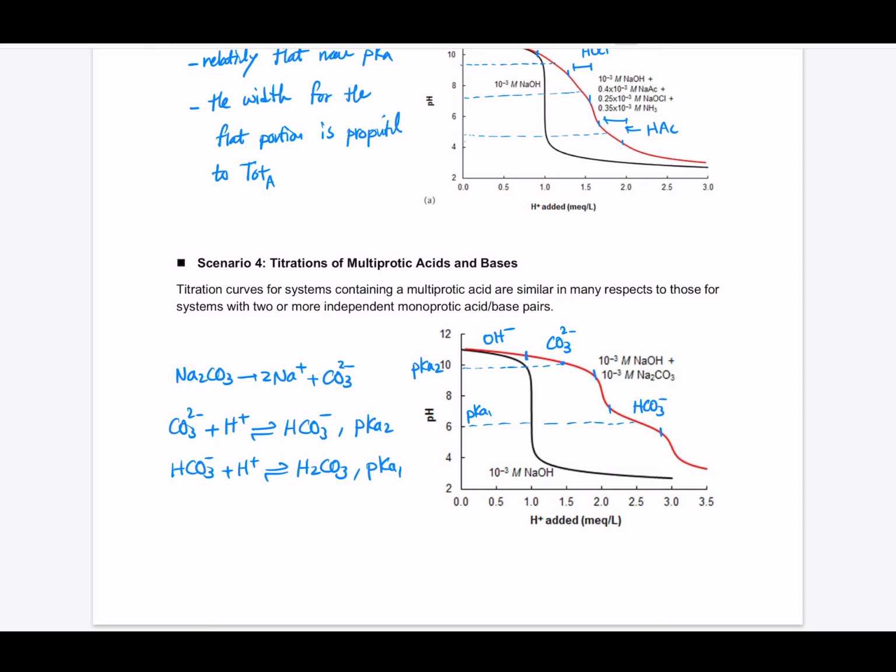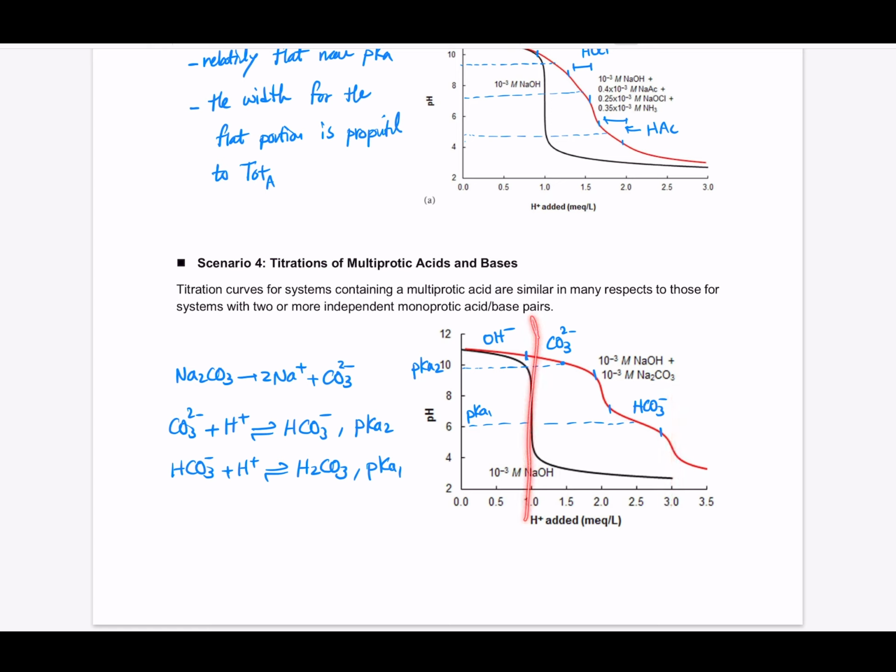So it seems you have, so scenario 4 could be similar to scenario 3. It seems you have two different weak acids, but it's basically coming from the same species. And when you look at it, look at the concentration. This is 1 millimolar for sodium hydroxide, which makes sense, 1 millimolar. But now you have only 1 millimolar of sodium carbonate. But then when you look at it, you need overall roughly 3 millimolar.